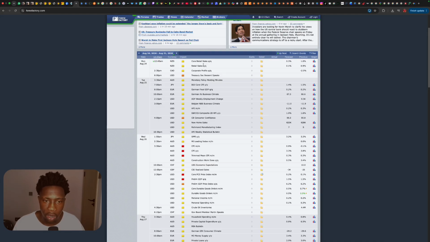This orange folder is good, and it is also going to create some volatility, but not the same as the red folder news, but it's okay to check on it because you never know what will happen.